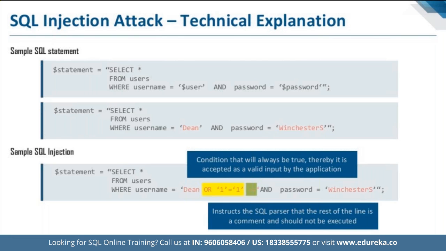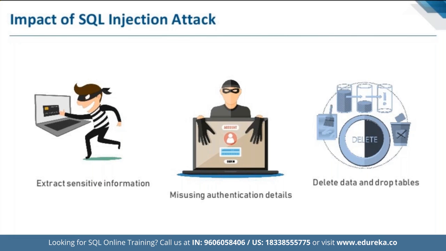Suppose the sample statement is select asterisk from users where username is equal to user and password is equal to password. And when you enter Dean and Winchester's, it gets entered. Instead of Dean, let's say you entered the same statement that I showed you, that is OR 1 is equal to 1 --, and password is equal to this one. The first is a condition that will always be true, thereby it is accepted as a valid input by the application. And -- instructs the SQL parser that the rest of the line is a comment and should not be executed. Before delving into impact, let's understand some examples of SQL injection.